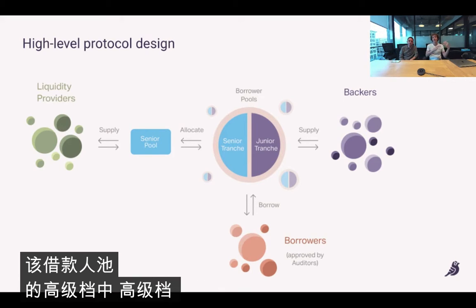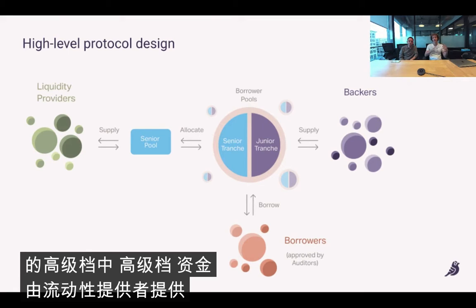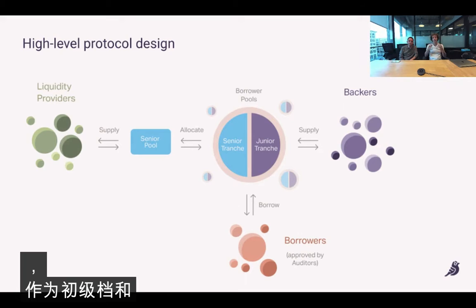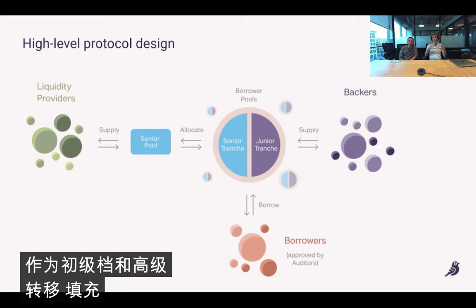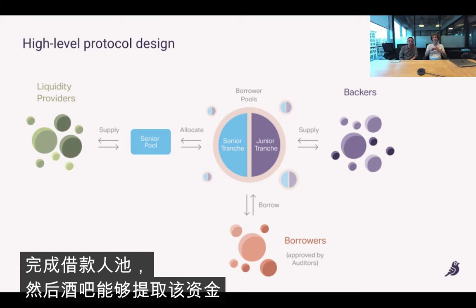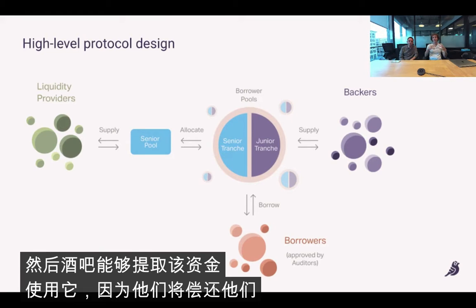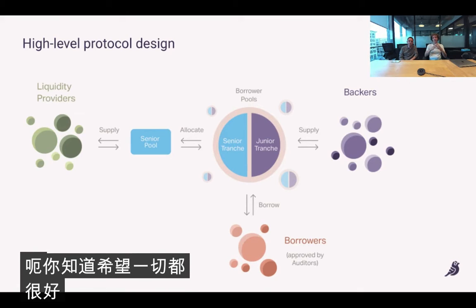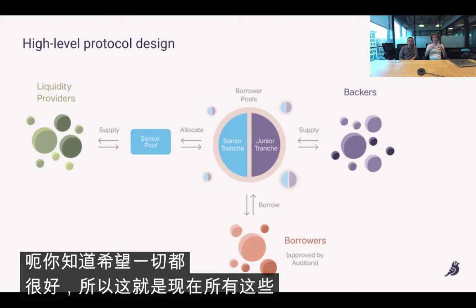In the senior tranche, the capital is supplied by liquidity providers. And as the junior tranche and the senior tranche are filled, that then sort of completes the borrower pool, and the borrower is able to then draw down that capital, use it as they will. They make their repayments, and hopefully everything is good to go. And so that's how all these pieces fit together.